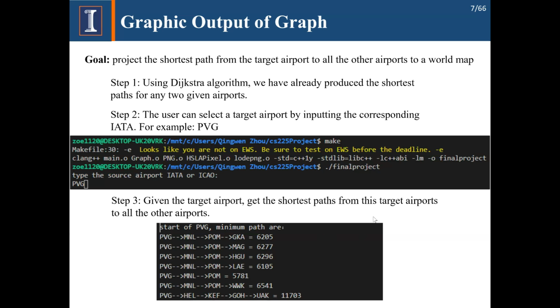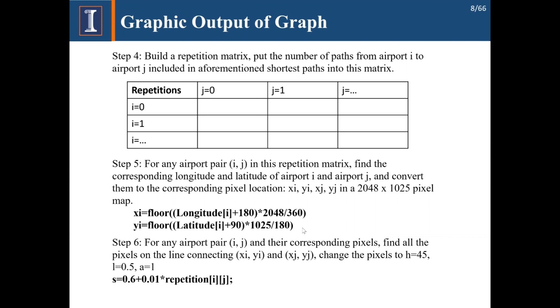Next, using this minimum path information, we can get a repetition matrix. For any two airports in a shortest path, we check whether there is a connection between them, and we increase the repetition by 1. If another shortest path also includes the connection between airport I and airport J, we will also increase the repetition by 1. And then finally, we get this repetition matrix.